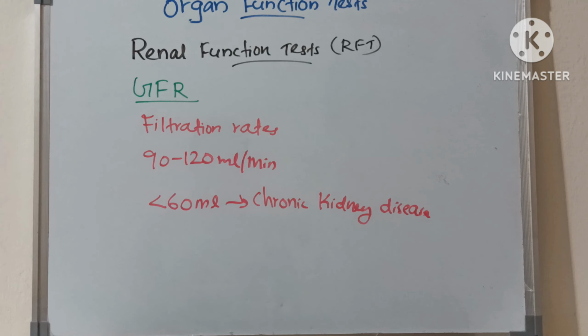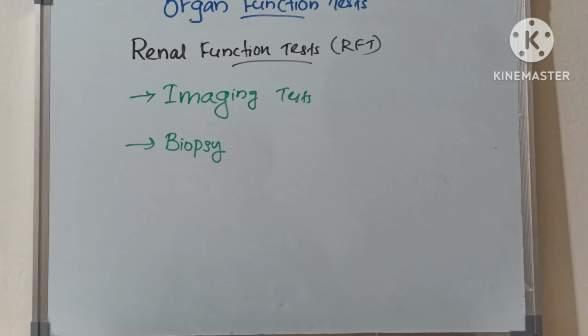Next one is glomerular filtration rate or GFR. GFR is a measure of the rate at which blood is filtered by the kidneys. It calculates filtration rates and it is based on age, sex and blood creatinine levels. Normal GFR is about 90 to 120 ml per minute. GFR of less than 60 ml for more than 3 months indicates chronic kidney disease. That is glomerular filtration rate or GFR.